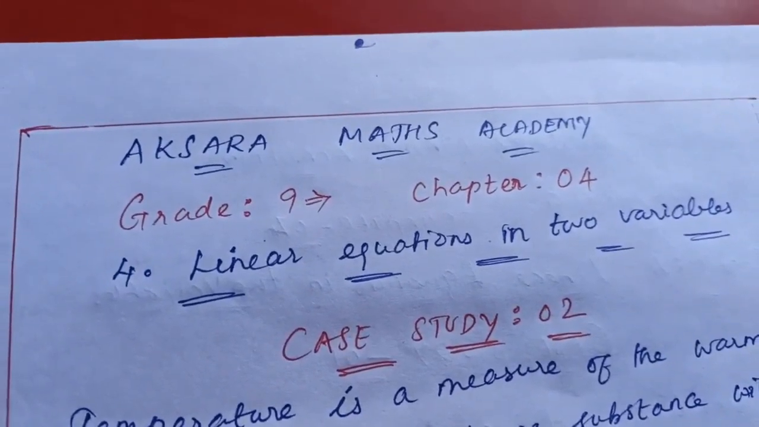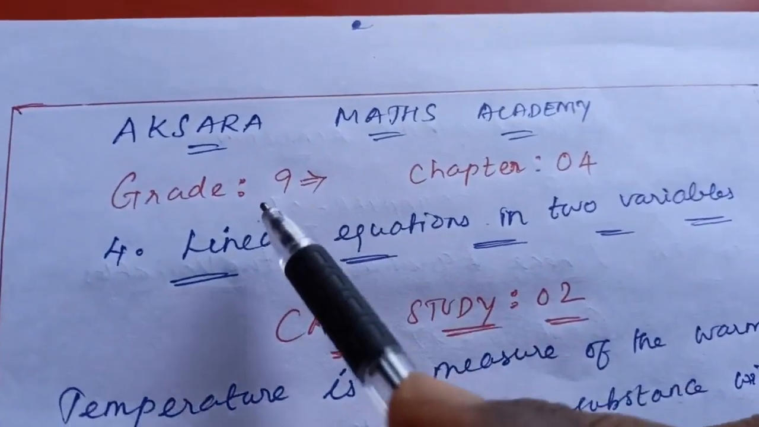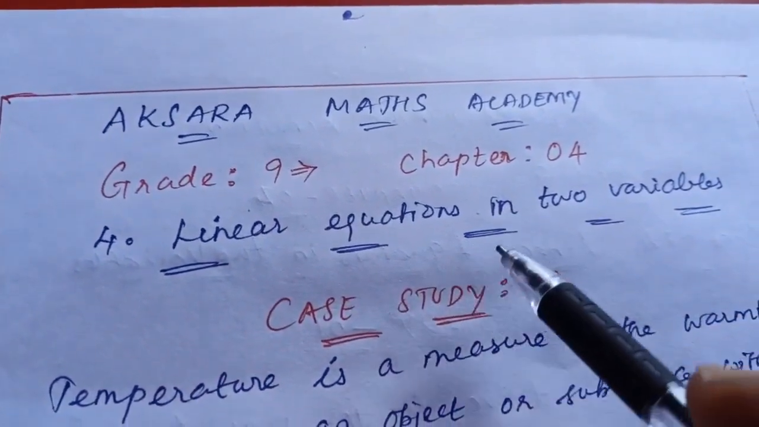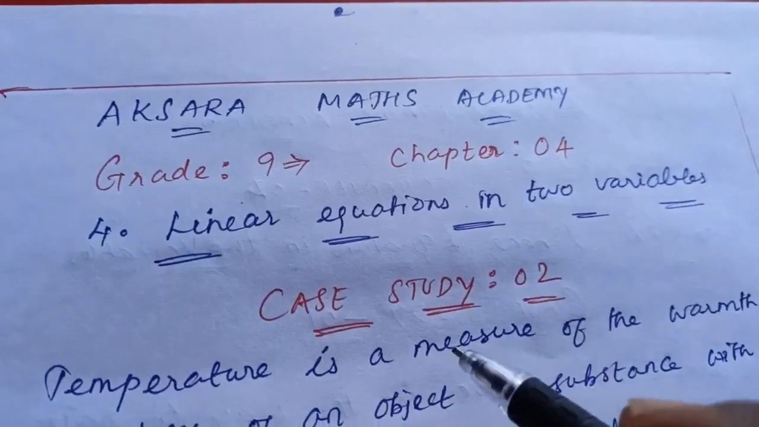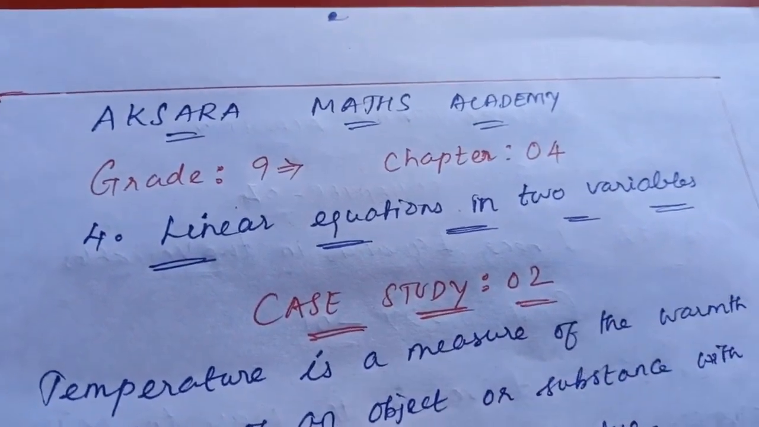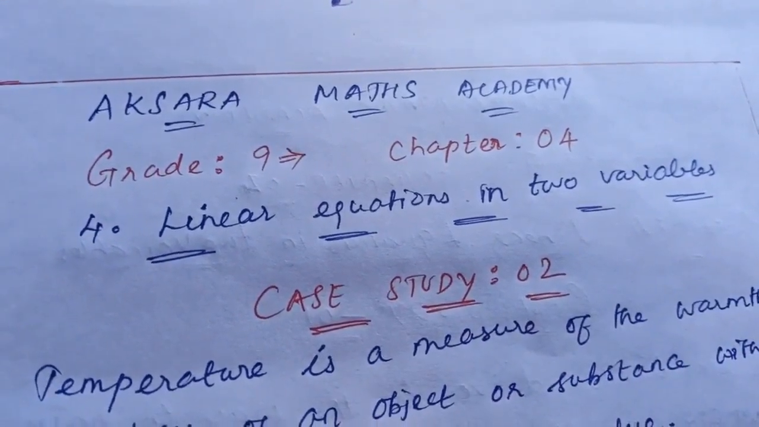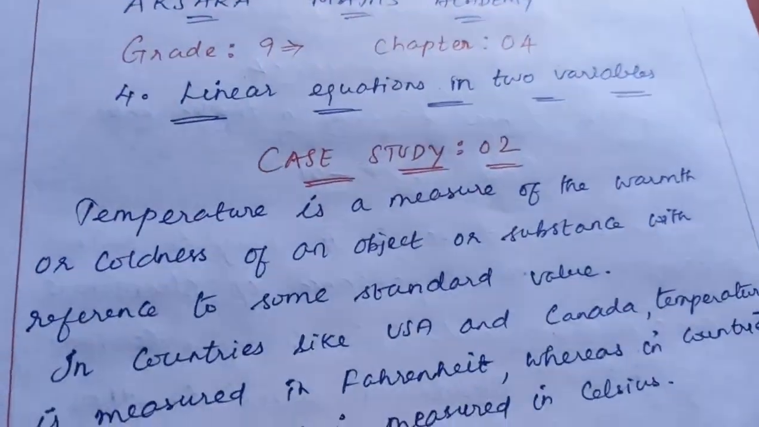Today we are going to learn about case study in grade 9, chapter number 4, linear equation in two variables. So this is case study number 2. Case study 1 link is given in the description. If you want, you can use it.